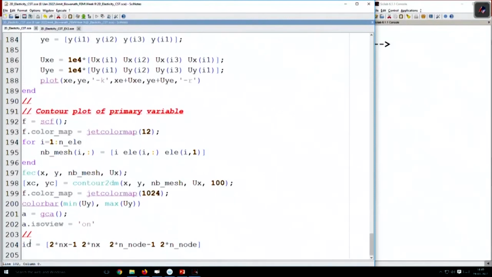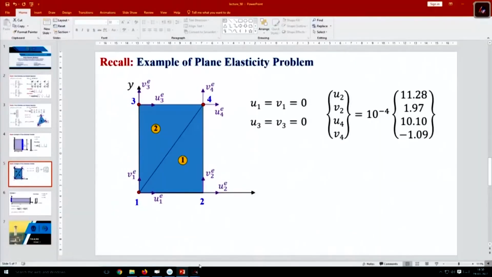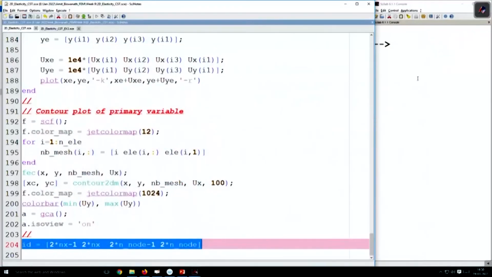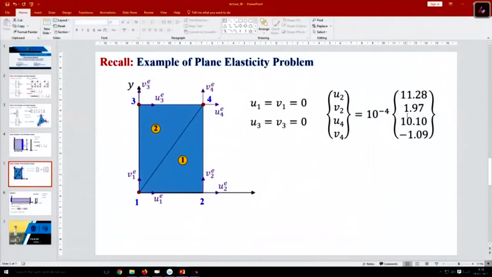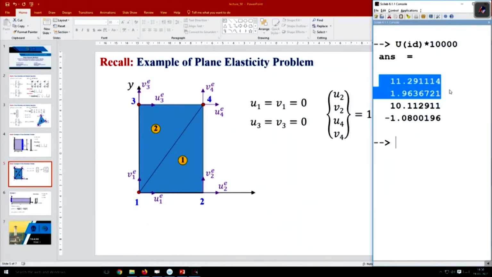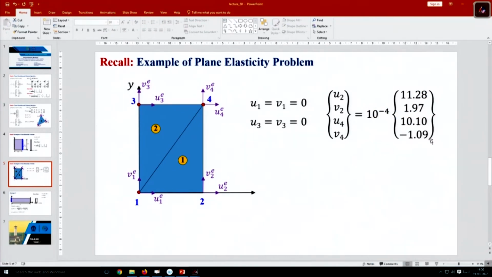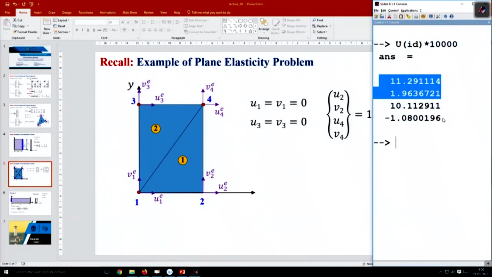Now we have already identified these nodes. Okay, so let us check the u of id, and let us multiply it by 10 to the 4. So this is our result. Let us compare this. We have 11.28 and 1.97 at node number 2. It is 11.27 and 1.97 at node number 2. And next is 10.1 and minus 1.09, and 10.1 and minus 1.08. So this result is fairly matching with our manual calculation.